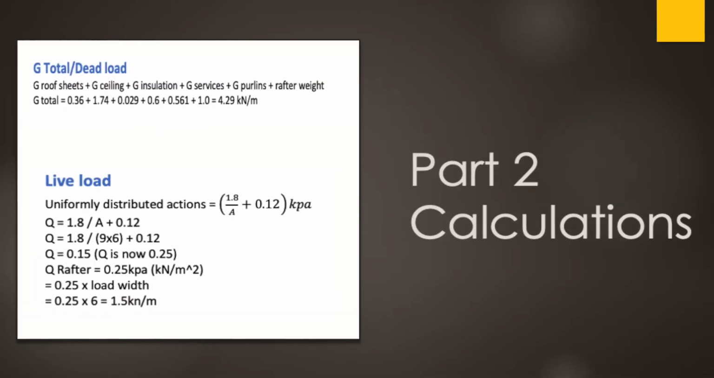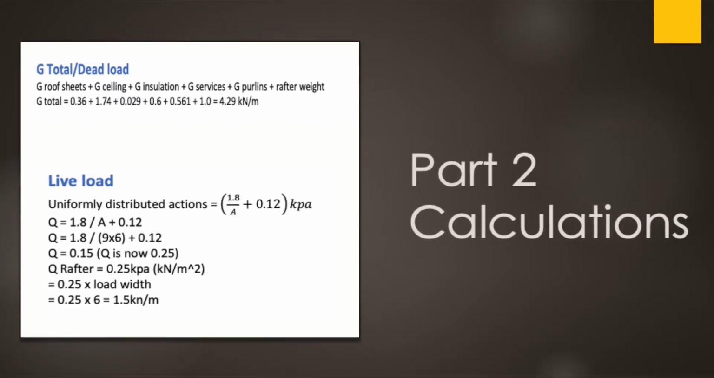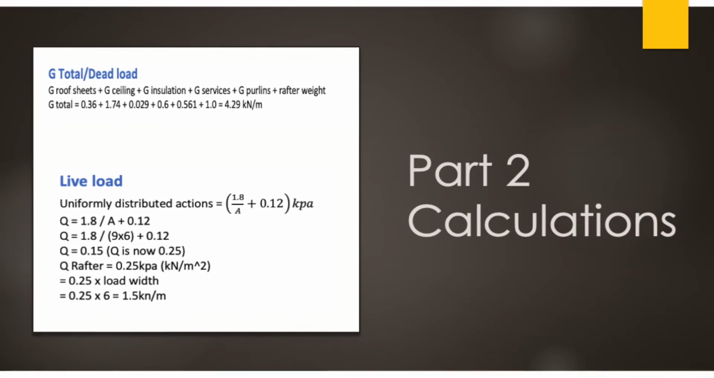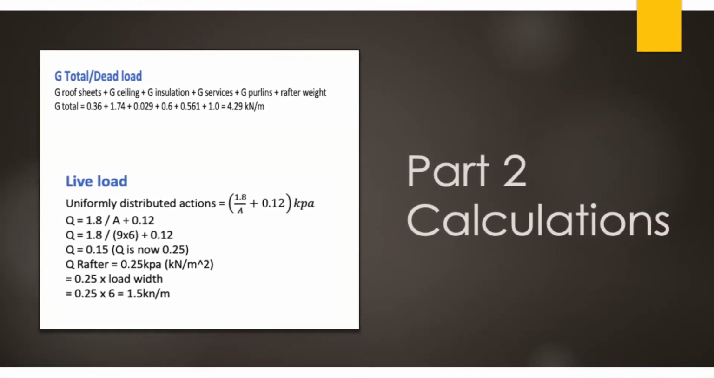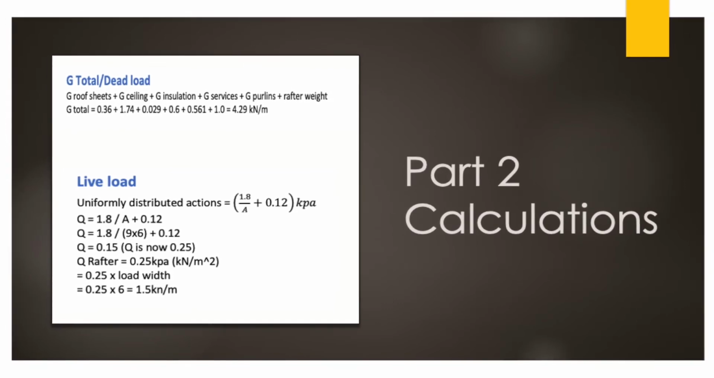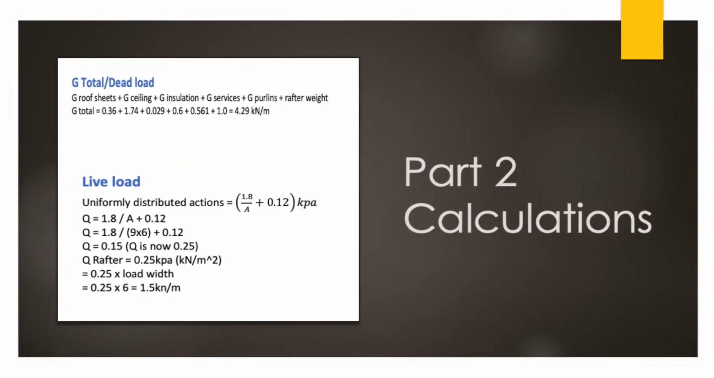In the part 2 calculations, firstly we are asked to find the dead load of the shed, which consists of the roof sheet, ceilings, insulation services, purlins and the rafter weight. We are also asked to calculate the live load of B1 and B2.